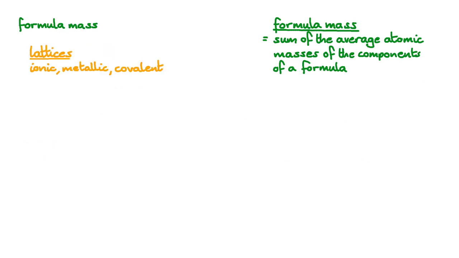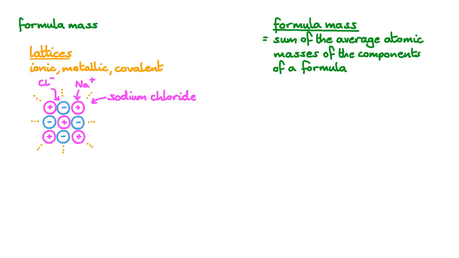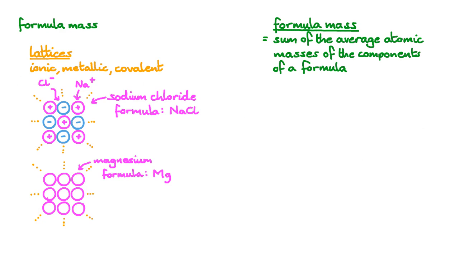Formula mass is a general term. For lattices, the chemical formula is the simplest ratio of the elements that make it up. For instance, sodium chloride is made up of alternating sodium ions and chloride ions. Since the crystal could theoretically go on forever, there isn't a simple way to write the formula, so we write the empirical formula NaCl. And we do the same for metals like magnesium or covalent lattices like silicon dioxide.